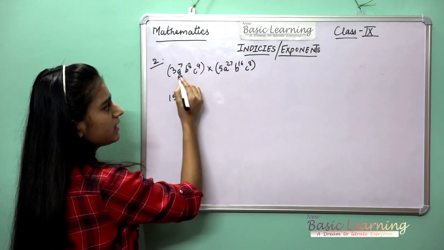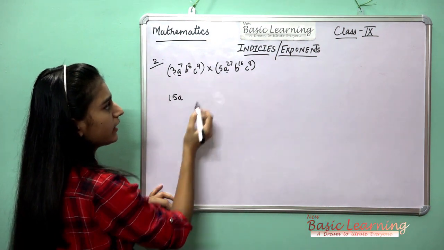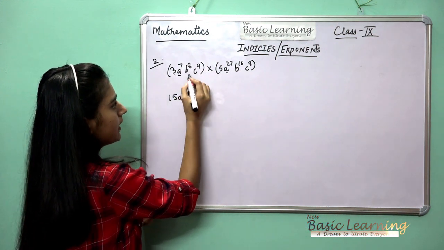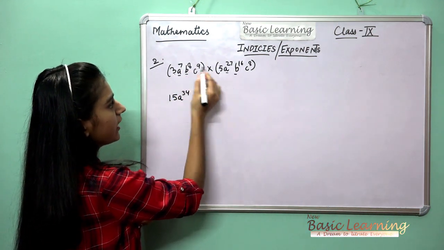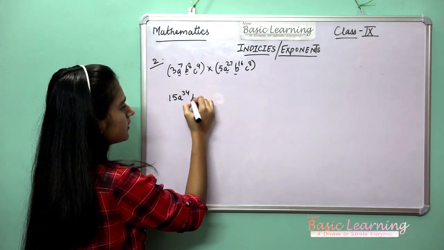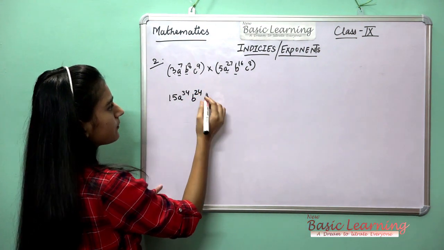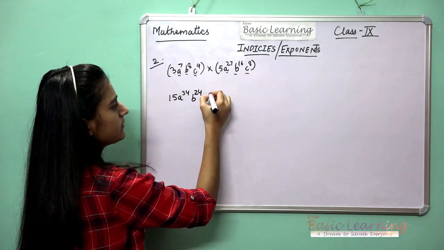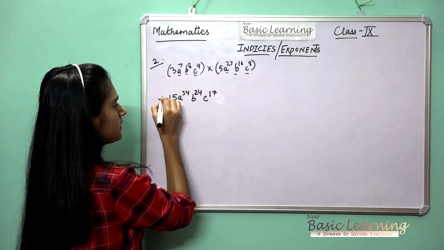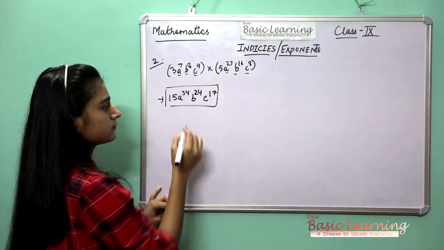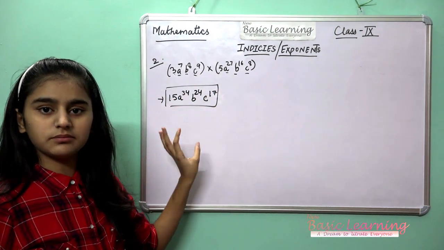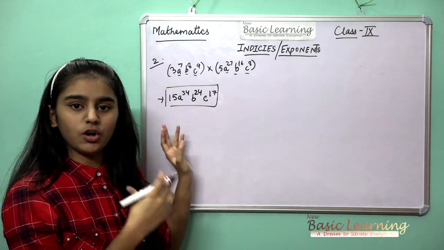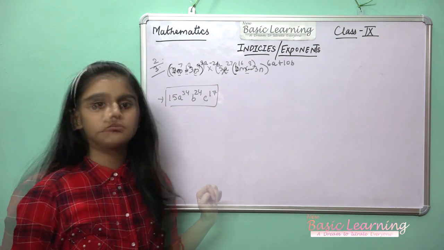A is the same base, you can see the base a and a. 7 plus 27 gives 34. B is same, so 8 plus 16 is 24, and C also is the same here, so 8 plus 9 gives 17. This is the answer. I hope you can do the questions related to this law number 1 very easily.